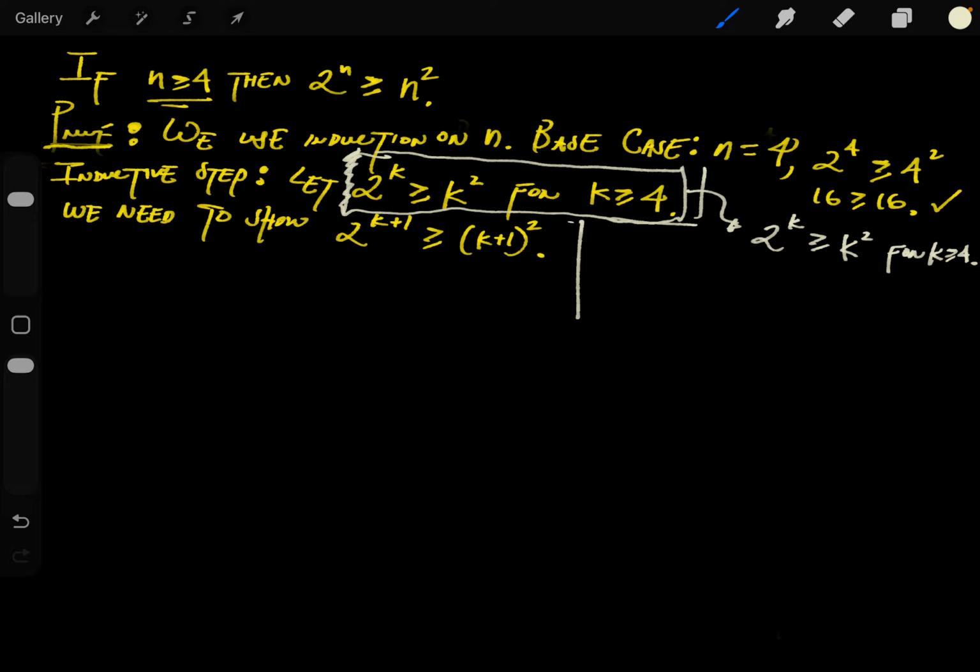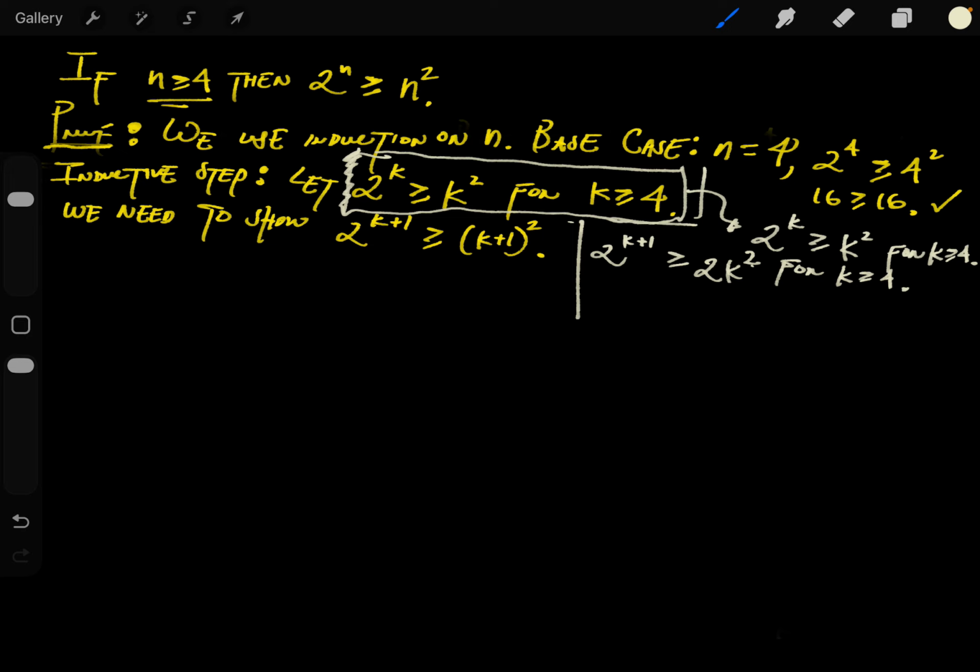Now, if I multiply on both sides by 2, that will keep this inequality true, so it's going to be 2 to the k plus 1 must be greater than or equal to 2 times k squared. Because I just multiplied by 2. Again, for k greater than or equal to 4.